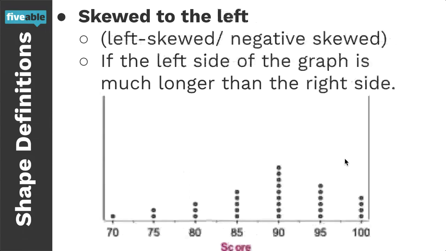On the opposite, we have skewed to the left. We call it left skewed or negatively skewed. If the left side of the graph is much longer than the right side, we call it skewed to the left. Same idea. If I were to draw a line above my data set, you could see the tail going to the left. So we call that left skewed or skewed to the left.